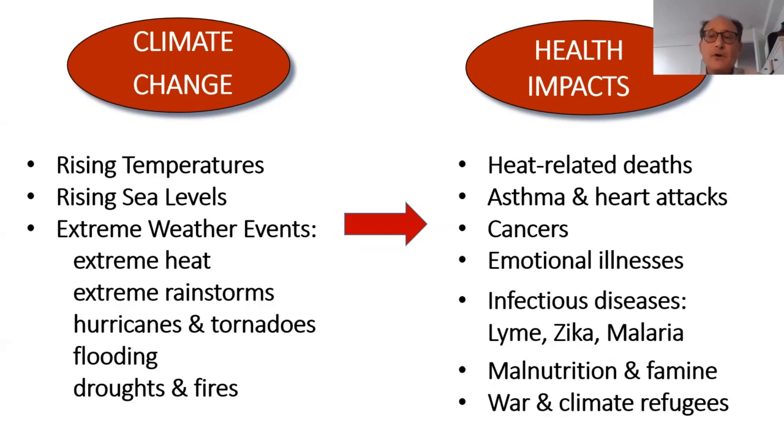Heat-related deaths, asthma and heart attacks, because as you know, the actual warmer temperatures increases the rate of photochemical smog formation in the atmosphere. And of course, on warmer days, people are cranking up the air conditioner, burning more fossil fuels to stay cool. Cancers increase because of the burning of fossil fuels, which puts carcinogens into the environment. Emotional illness as a result of climate events, the infectious disease risks of Lyme, Zika, malaria, and others that both Dr. Bernstein and Ellen Davies told us about, malnutrition and famine, and finally wars and the climate refugees occurring because of climate change.